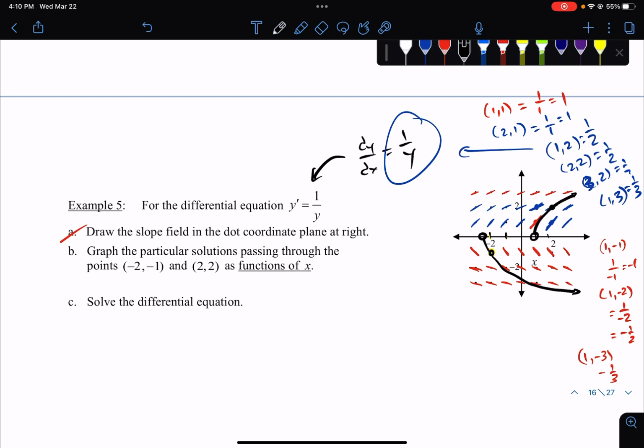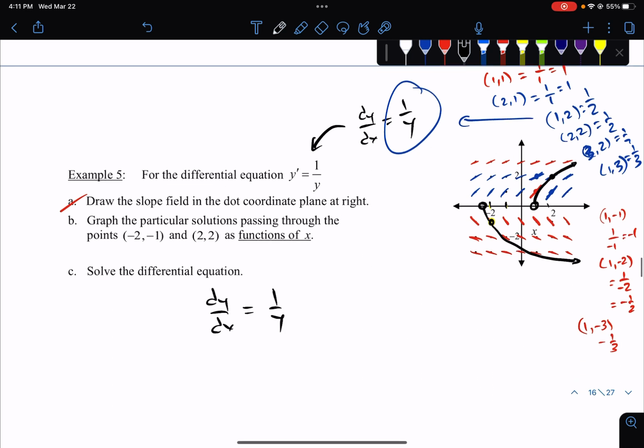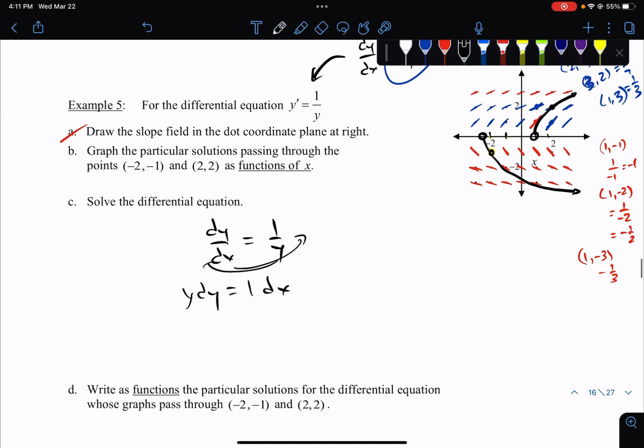Okay, step 3, solve the differential equation. So dy/dx equals 1/y. So I multiply dx over, I multiply y over. So y dy equals 1 dx. When I take the integral of both sides, we've been doing this so much, I'm going a little bit fast. 1/2 y squared equals x plus c. Times everything by 2, so y squared equals 2x plus c.